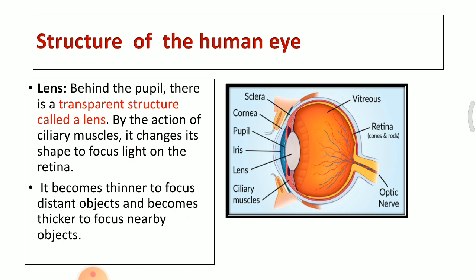Here this lens is held by the ciliary muscles. When we are looking at a nearby object, the ciliary muscles are relaxed, so the eye lens becomes thick. When you are looking at a distant object, the ciliary muscles contract and the eye lens becomes thin. So the shape of the lens is controlled by the ciliary muscles.